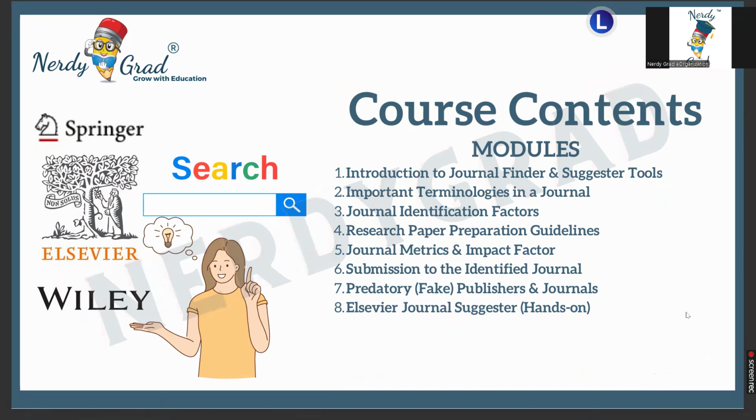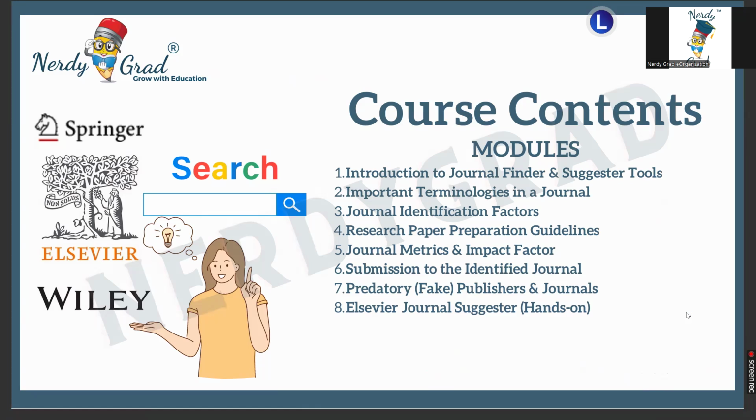Firstly, it is Introduction to Journal Finder and Suggester Tools. Second module is on important terminologies in a journal. Third module is Journal Identification Factors. Fourth module is Research Paper Preparation Guidelines. Fifth module is Journal Metrics and Impact Factor. Sixth module is Submission to the Identified Journal. Seventh module is Predatory or Fake Publishers in Journals. And finally, it's Elsevier Journal Suggester, which we will be dealing with hands-on training.